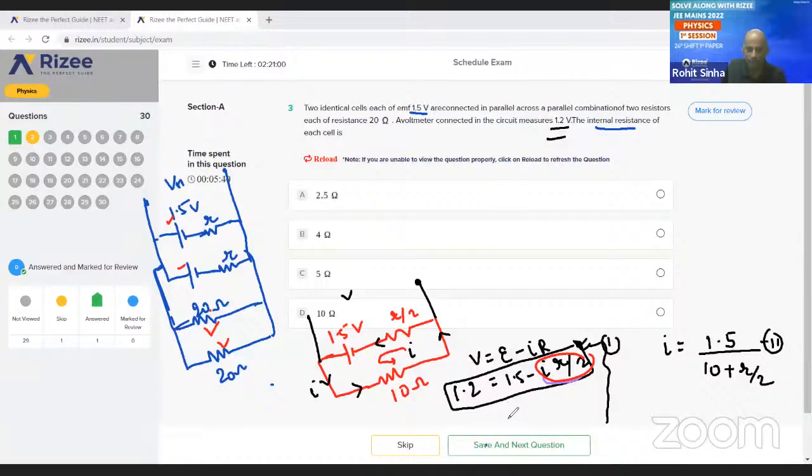You can write I into R by 2 like this; it will be equal to 0.3. Now, if you multiply here, what will you get? You will get 10I plus I into R by 2 is equal to 1.5.